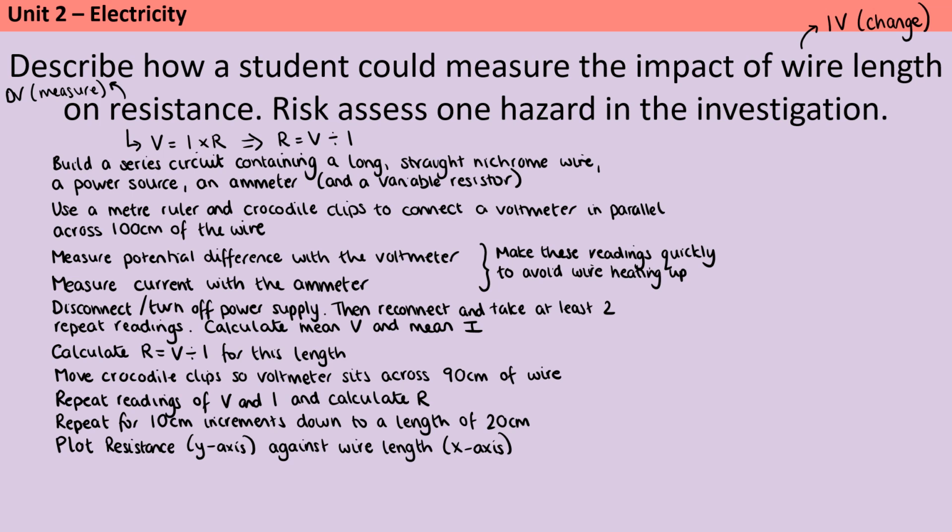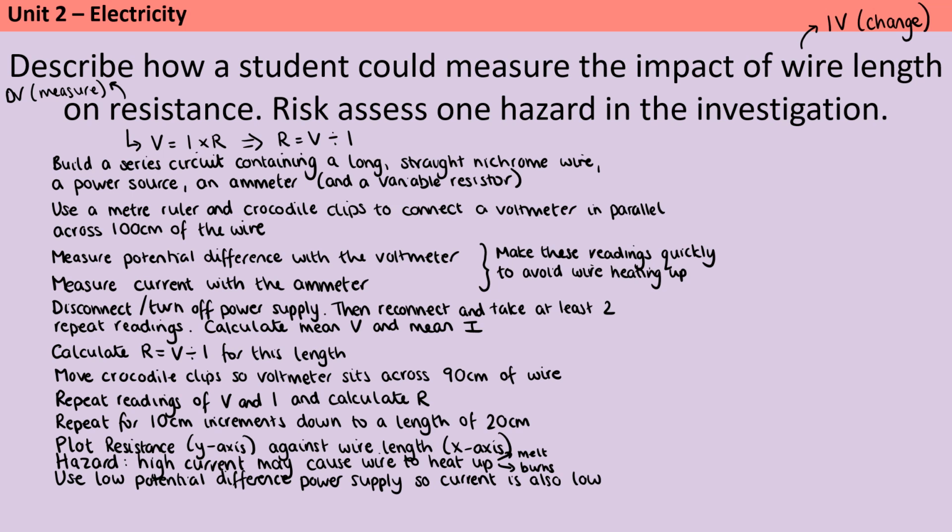So once we've got all of those resistances for the different lengths of wire, we can plot resistance against wire length and use that to analyse our results. And then in terms of the second part of the question, the major hazard is that if you have high current, then your wire heats up, it could melt, it could burn you, all those sorts of things. So in order to lower the risk, we need to keep the temperature low and therefore we need to keep the current low.